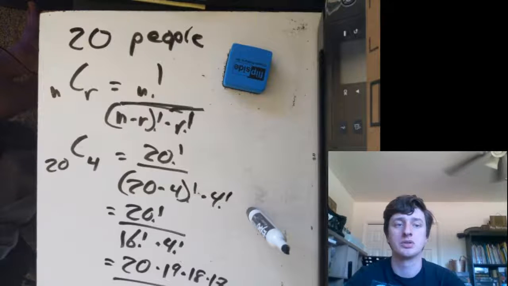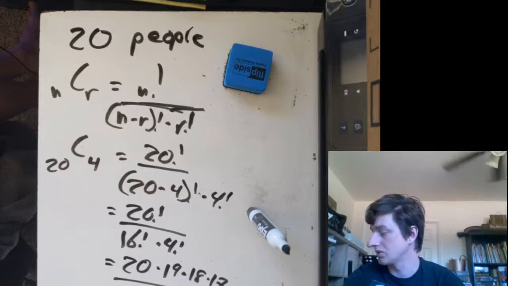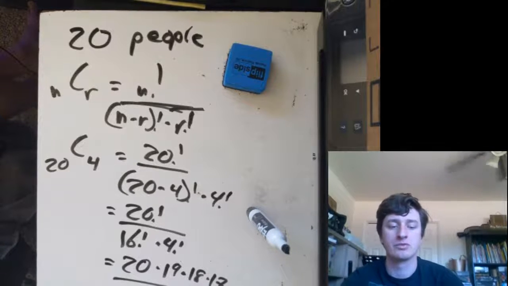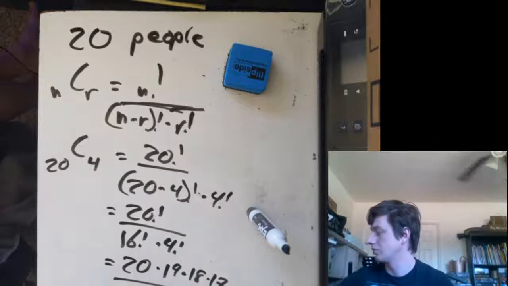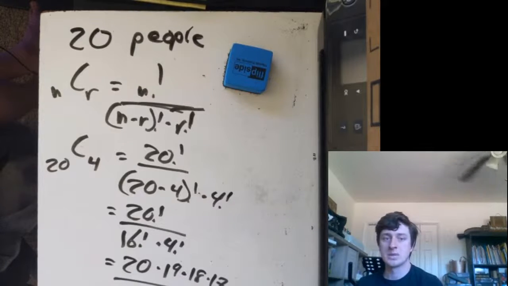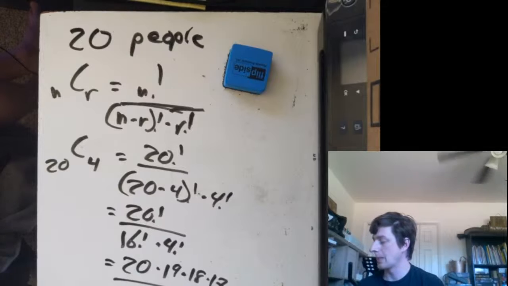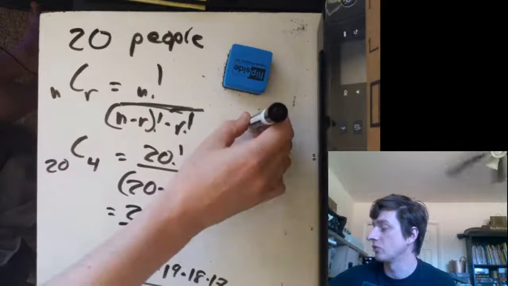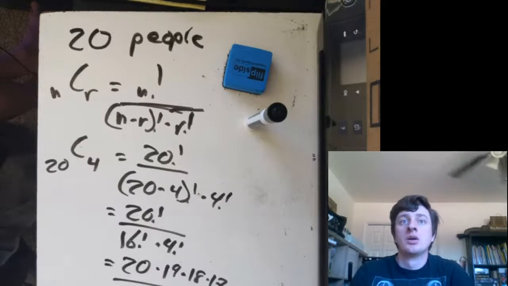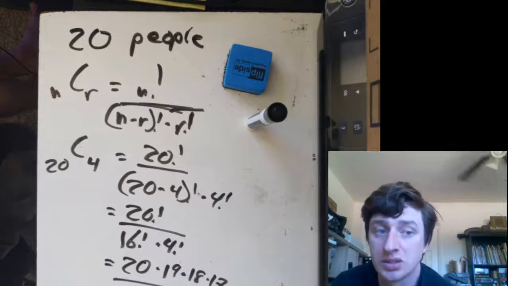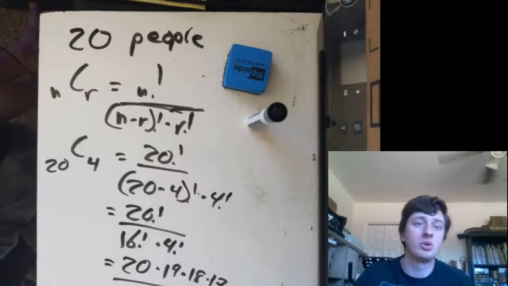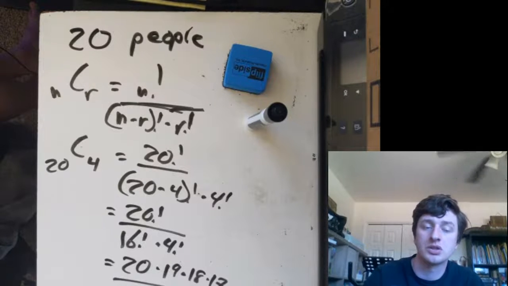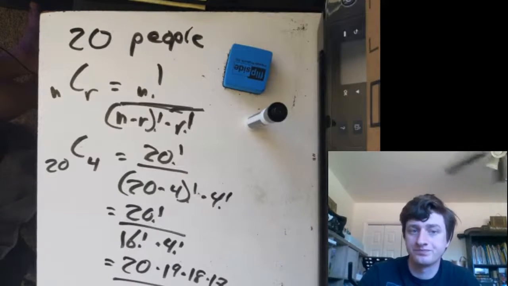That big number is 20 times 19 times 18 times 17 divided by 4 factorial, which is 4,845. There are that many different ways to pick 4 people from a group of 20. So these numbers get really big really fast. But that's basically the whole thing, that one formula, and the fact that we can use these factorial things to simplify.